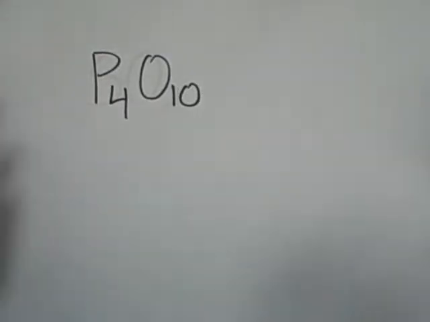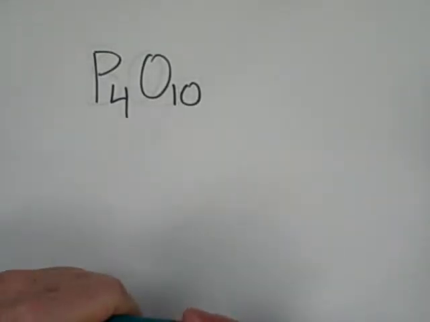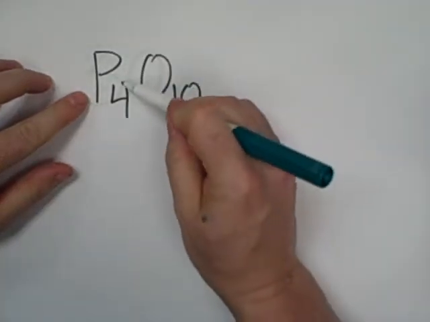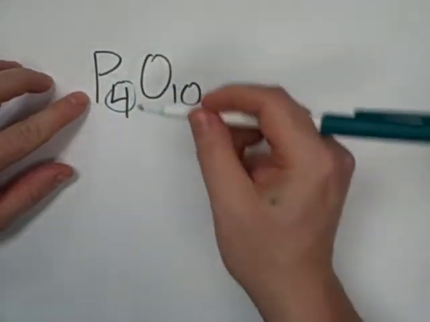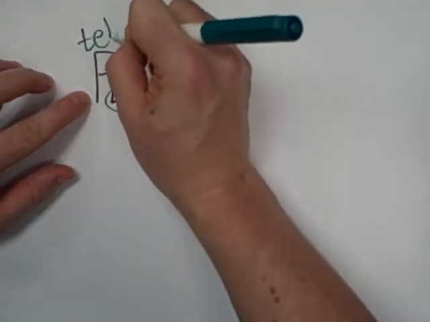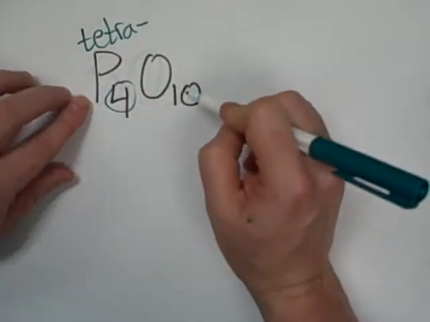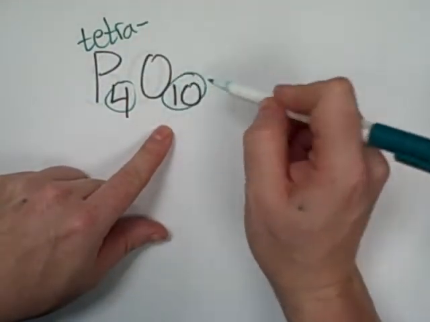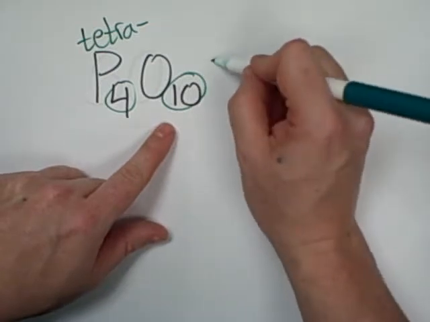In this case, we use prefixes. We use prefixes to tell us how many of each element. So here we have a 4. The prefix for 4 is tetra. Here we have a 10. The prefix for 10 is deca.